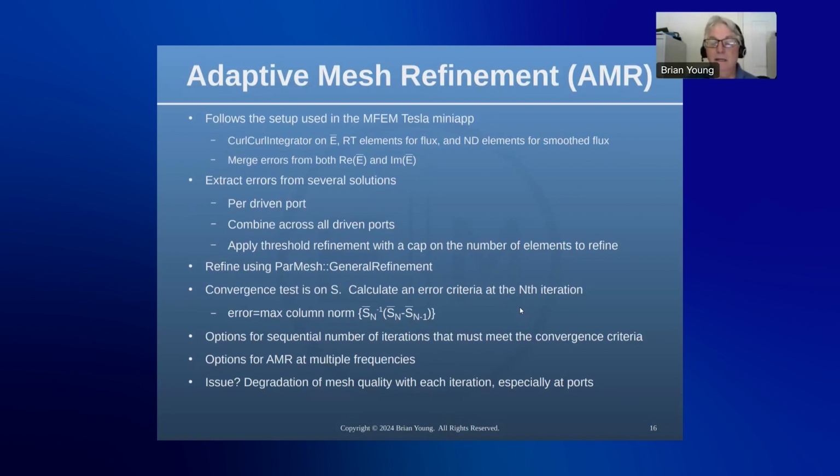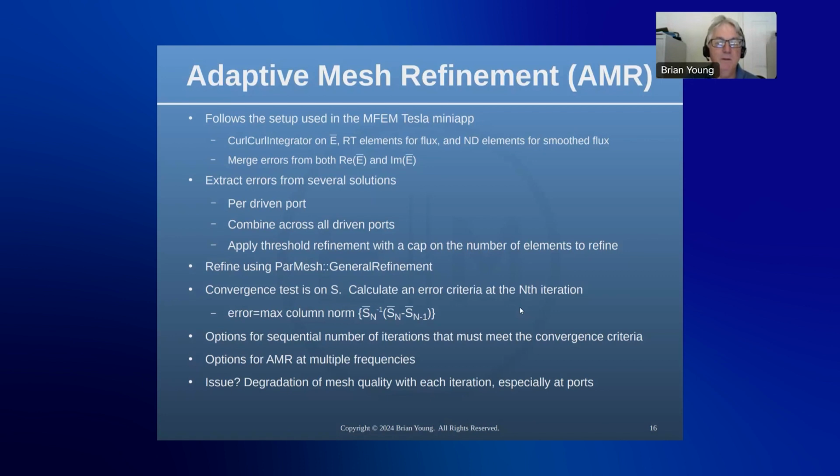Then, because as you're refining the mesh, you'd like at each iteration to refine the mesh in a way that overall improves the S parameters, the errors need to be calculated as you drive each port and then saved. And then you can combine the errors from all of the driven ports, and then threshold that total to find elements to refine. So that way you're refining elements in the areas that affect the overall S parameters.